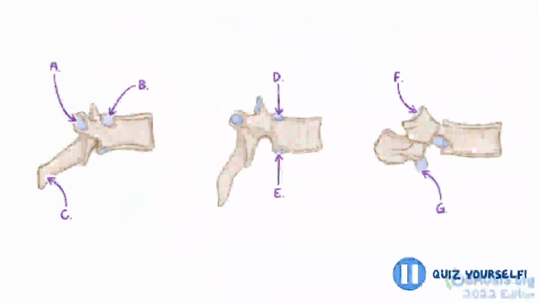Okay, take a moment to see if you can recall the key structures of the typical and atypical thoracic vertebrae.